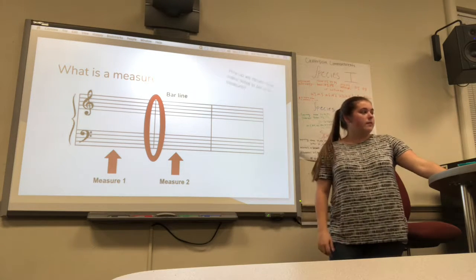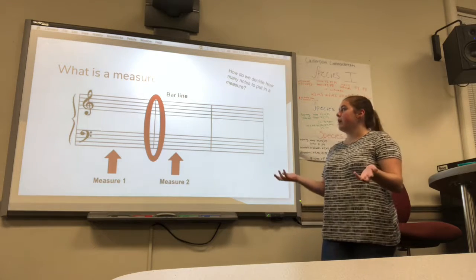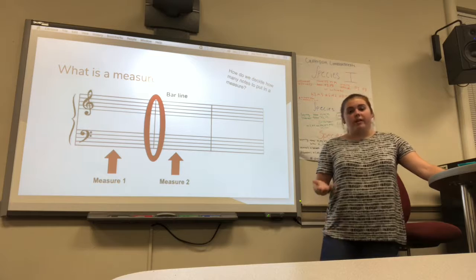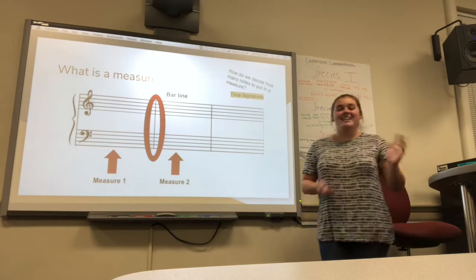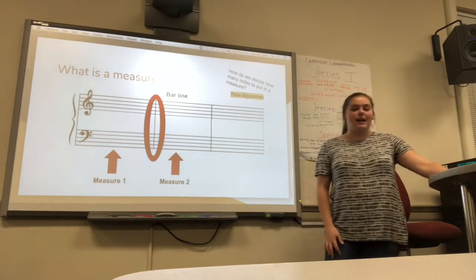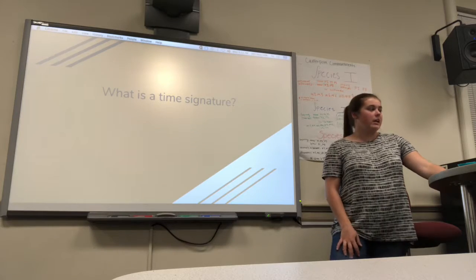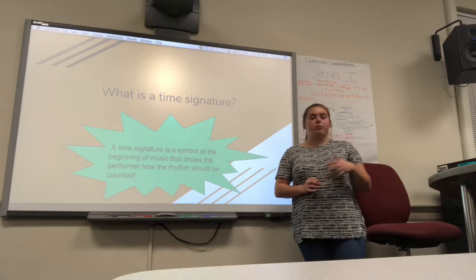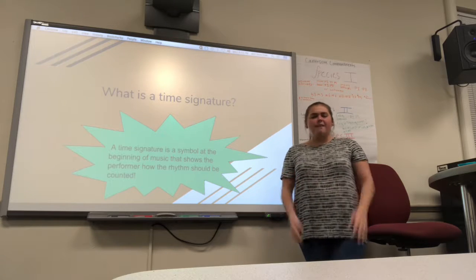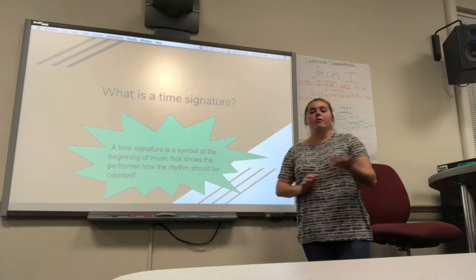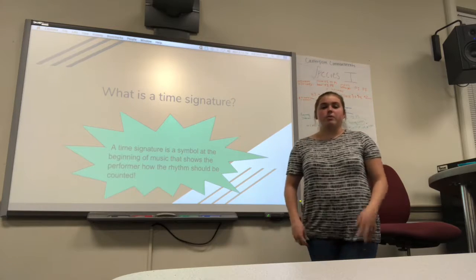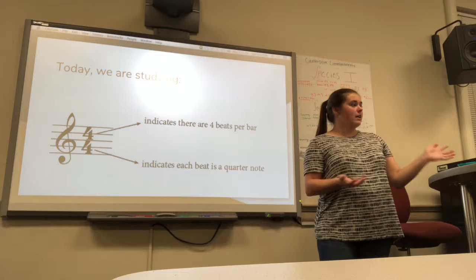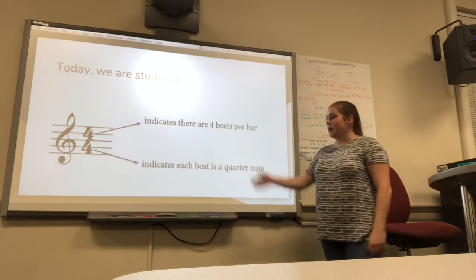And how do we decide how many notes we put in a measure? And so hopefully the class will know. If not, then they'll learn. Time signatures. So what is a time signature? That sounds kind of crazy. A time signature is a symbol at the beginning of music that shows the performer how the rhythm should be counted. Now, what might that look like? Hopefully some students have mentioned from the music that they saw at the beginning what a time signature was, but if not, they'll see that this is a time signature.